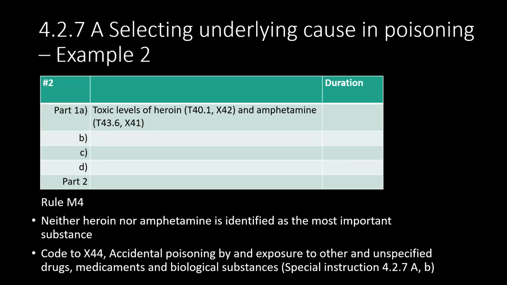Now we will apply rule M4. In this certificate, neither heroin nor amphetamine is identified as the most important substance. Code to X44, accidental poisoning by exposure to other and unspecified drugs, medicaments, and biological substances. Special instruction 4.2.7a, subsection B.